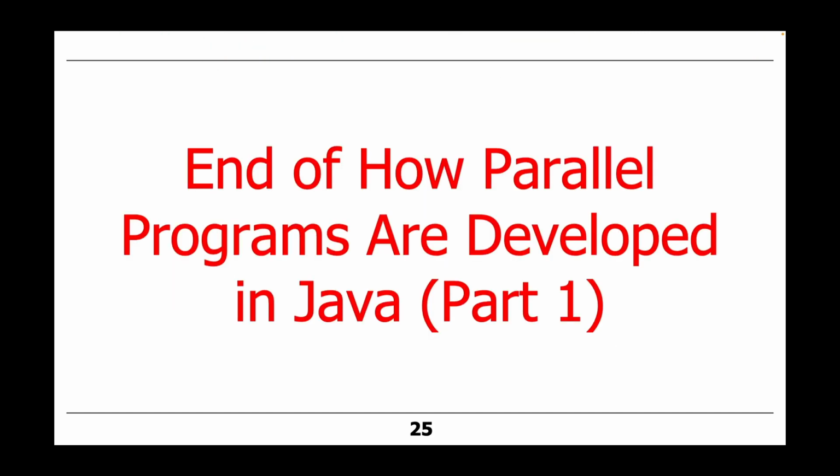So that's a quick overview of the fork-join framework. We will cover this in a lot more detail a little bit later.